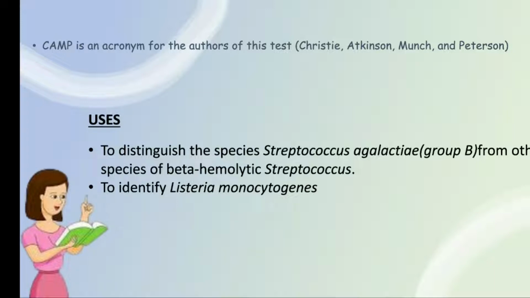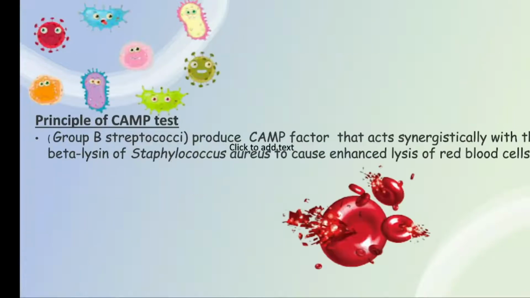So that means you're going to distinguish it from those bacteria which completely hemolyze RBCs on blood agar. Another use is to identify Listeria monocytogenes, which is responsible for listeriosis. The principle of the CAMP test is that group B streptococci produce a CAMP factor, which acts together with the beta lysin of Staphylococcus aureus, that is a hemolysin that breaks red blood cells. So CAMP factor along with beta lysin synergistically cause more hemolysis.